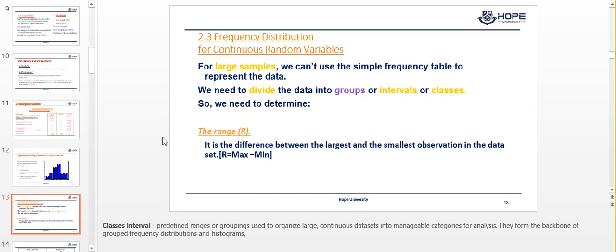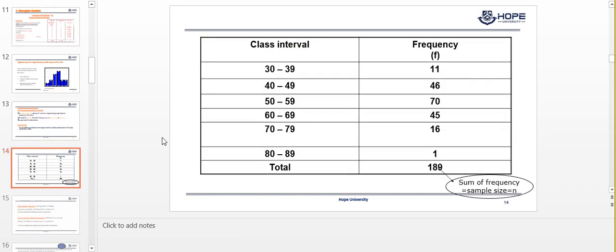We need to understand each symbol as a way to summarize our data in the simplest method. We can use the range, which means the difference between the largest and smallest observation of the data: R equals the maximum number minus the minimum number. So what is a class interval? A class interval is a predefined range or group used to organize a large or continuous data set into manageable categories for analyzing. They form the backbone of group frequency distributions and histograms.